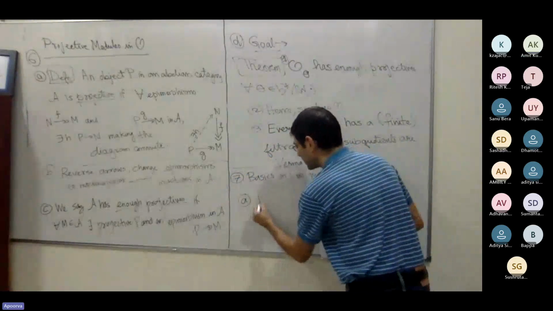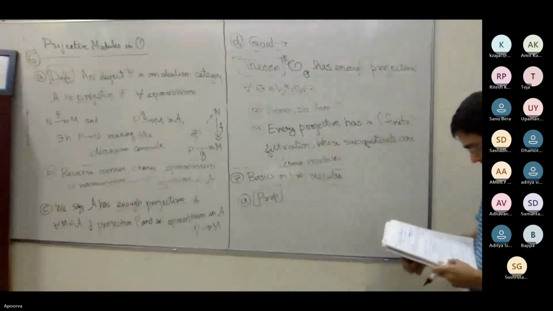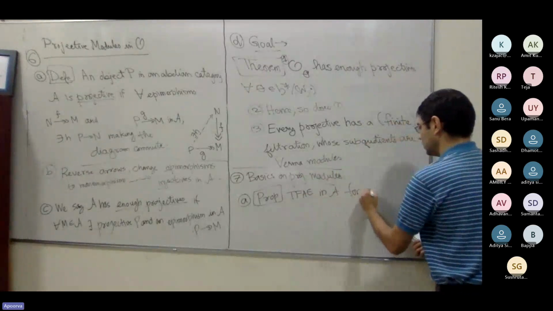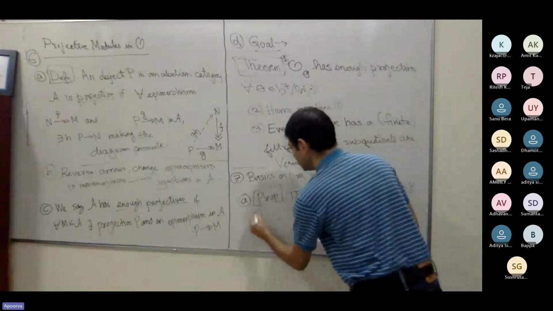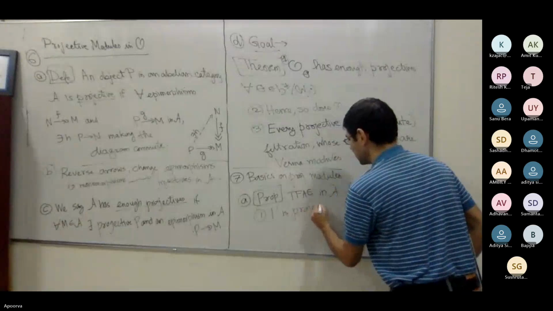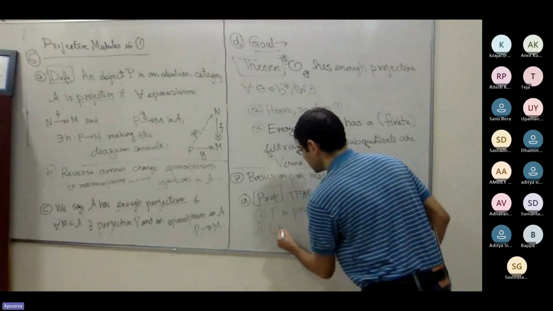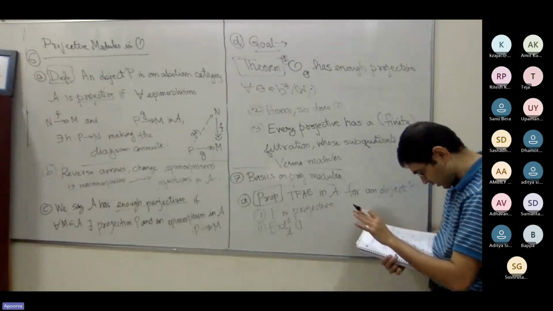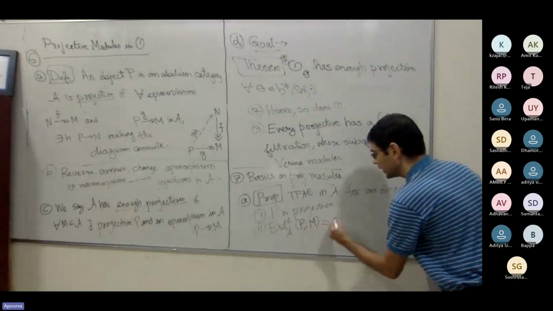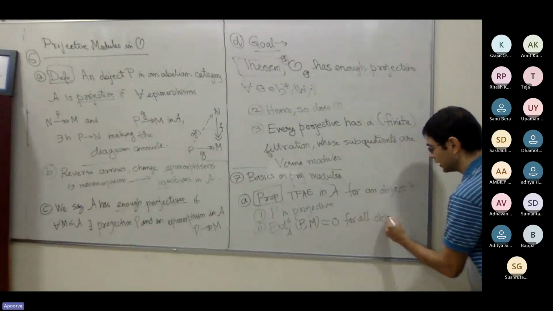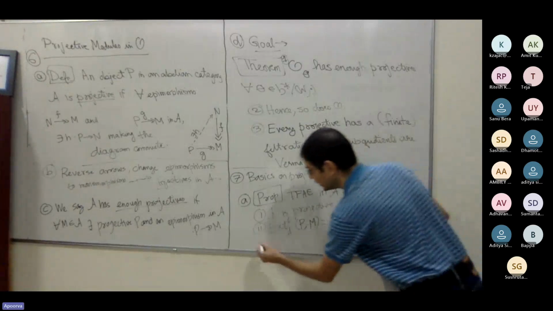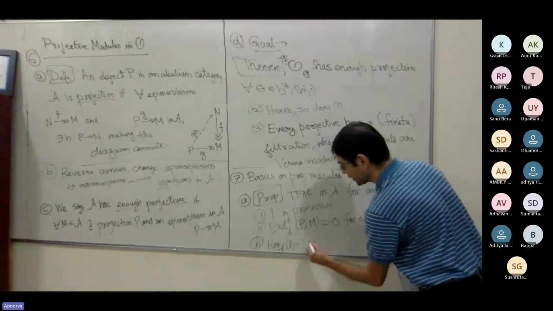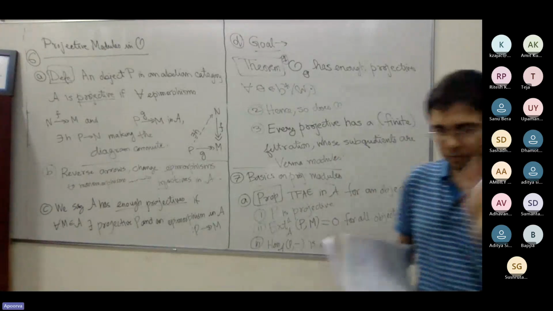Okay, let's write down the proposition which Amit has done. The following are equivalent in an abelian category A for an object P. One, P is projective. Two, Ext from P to whatever is 0 for all objects M in A. And the third is that the Hom functor, the usual one, is exact. These three are equivalent. Amit has done this.